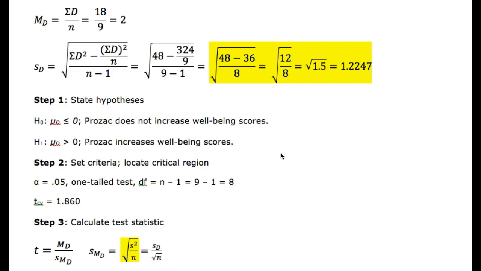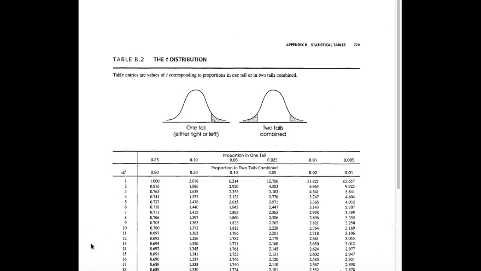Degrees of freedom, n minus 1. 9 minus 1 is equal to 8. Our t critical value is 1.860. So let me go ahead and pull up the t table real quick. All right, so here's our t distribution table.